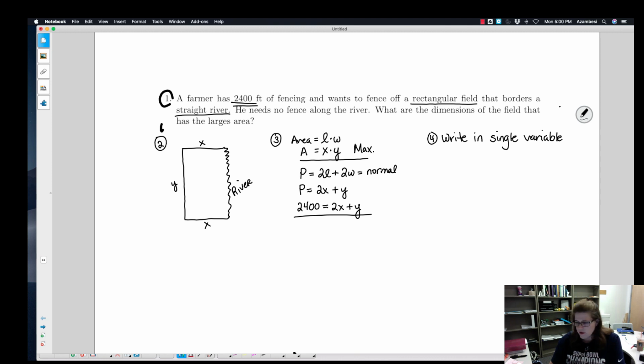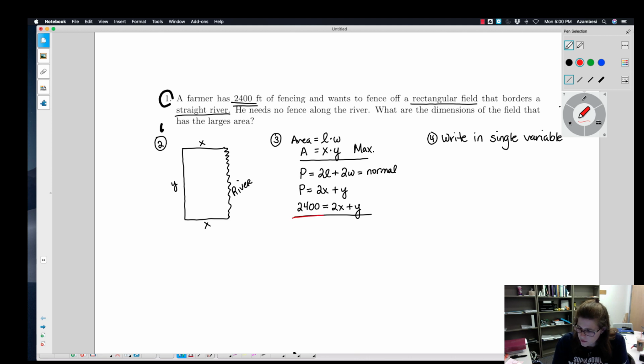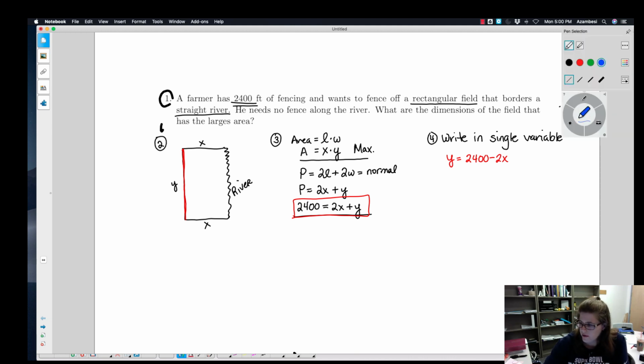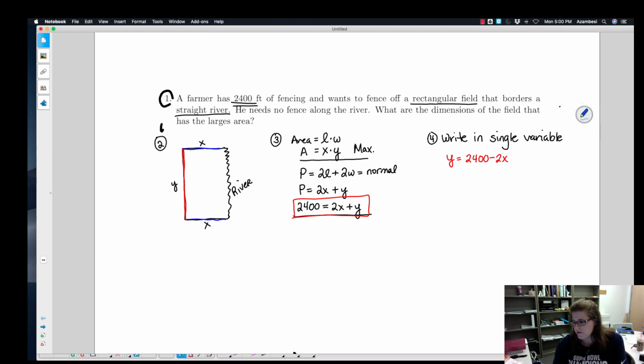Now, if I want to write this in terms of a single variable, I can pretty easily solve this equation for y. So solving that equation for y would be equal to 2,400 minus 2x. So really, if you think about it in terms of applied problems, whatever we have left to spend on this particular part of the fence is the whole fencing, so the whole 2,400 minus what we put here and here. So that's a way to express y in terms of x.